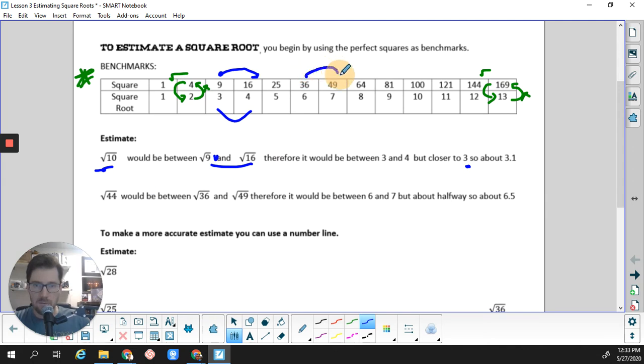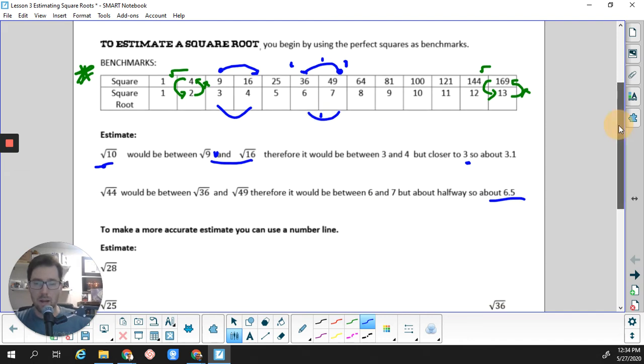If I'm looking at the square root of 44, where would that be? 44 fits in between 36 and 49. If I think about 44, it's pretty close to the middle. 36 to 40, that's 4, and then there's 9, so it's pretty close, maybe a little bit over there. So I'm thinking maybe 6.5, because on the bottom it would be halfway in between those, maybe a little bit over, 6.6 maybe.